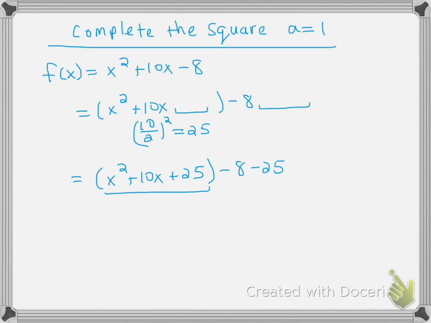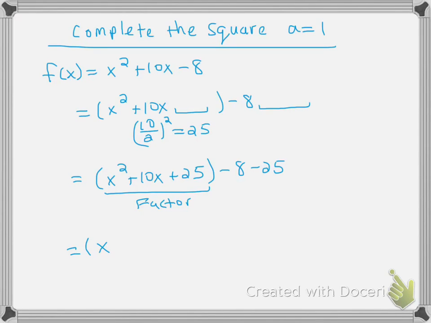So if you added, you have to subtract. If you subtracted, you have to add. All right, so you guys got to make sure that you balance out the equation. So I added the 25, I subtracted 25. Now what I'm going to have to work with next is that x squared plus 10x plus 25. I'm going to have to go ahead and factor that. As I make a little mark there, you can see that that's what I'm going to have to work with.